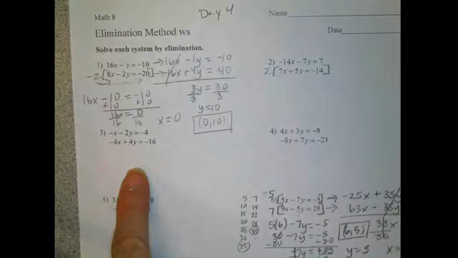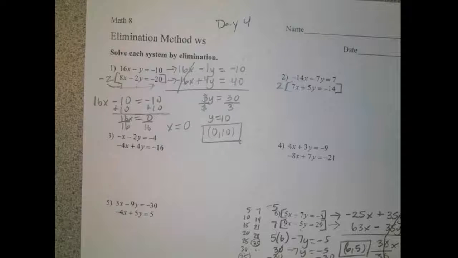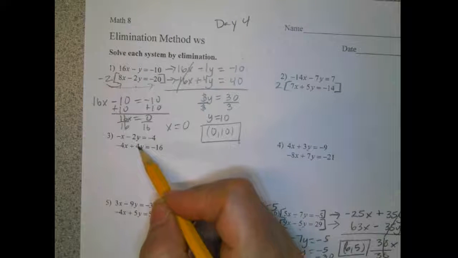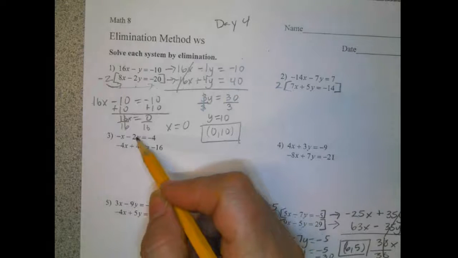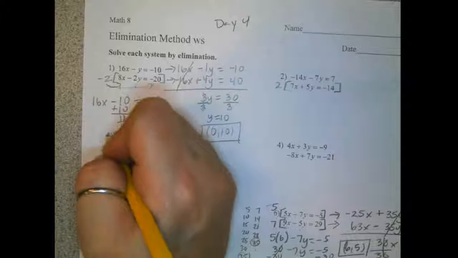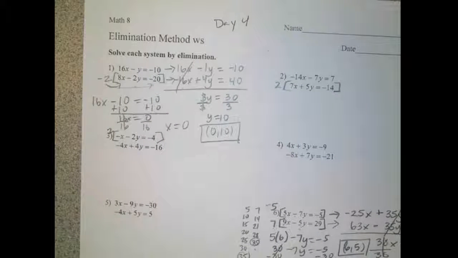Let's look at the next one. Let's look at number 3. Can I make 2 into a 4 or 1 into a 4? Can I multiply 2 by something to make it 4? What can I multiply it by? 2. So if I multiply my top line by 2, I can go ahead and get the answer that I need. Right?